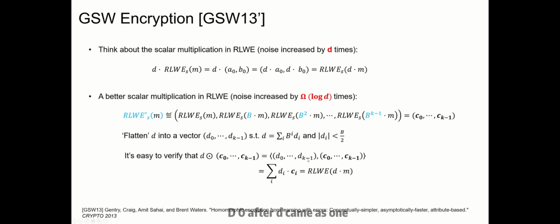Now, this homomorphic multiplication operation is essentially an inner product of the vector D0 up to Dk minus 1 and the vector C0 up to Ck minus 1. And it is easy to verify that this inner product will return a new ring LWE ciphertext of D times M. The advantage of this new ring LWE prime ciphertext is that the noise increase in this way is very limited, only by asymptotically logarithmic D times increase.